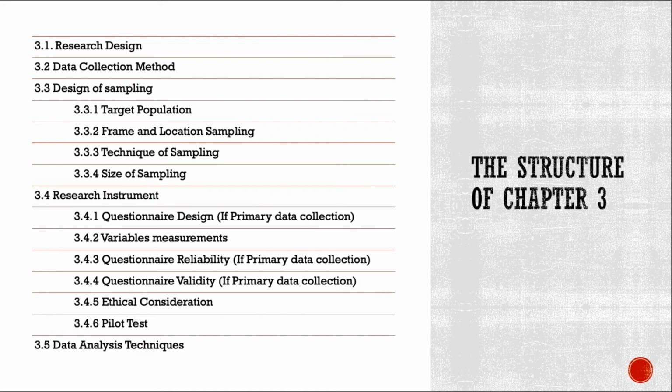First we discuss the research design, then data collection methods, design of sampling, like population, target, the frame, sampling technique, and size of sampling. Then we will have the research instrument. We have questionnaire design, if you are doing primary data collection, the measurement of the variables, then questionnaire reliability. Also, if we are doing a questionnaire, validity, ethical consideration, pilot study, and then the data analysis techniques.